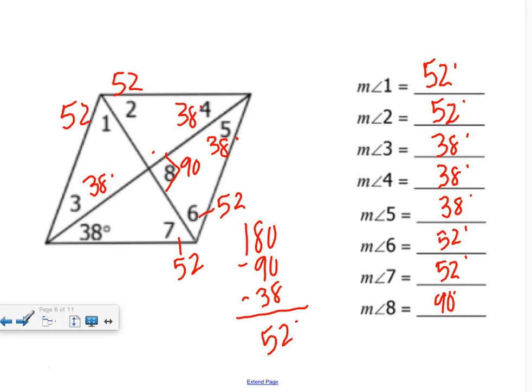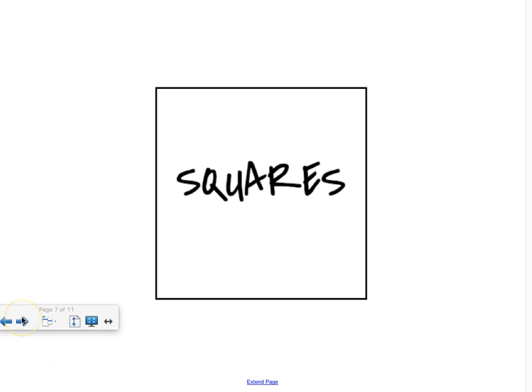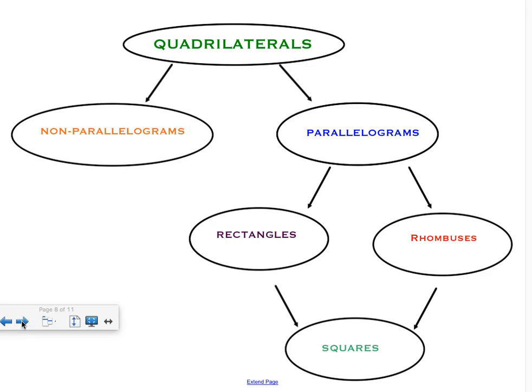Do we have a pretty good grasp on rhombuses? Okay, let's move on to squares. Okay, look at the smartboard for a second. So do you see how squares come from both rectangles and rhombuses? So you gotta think, if a rectangle and a rhombus had a baby, it'd be a square. So it has properties of a parallelogram, rectangle, and a rhombus.